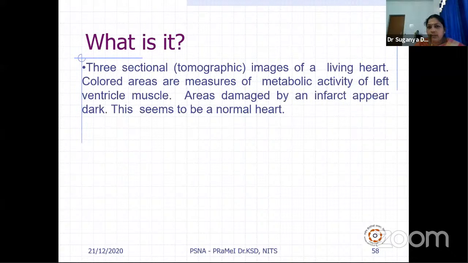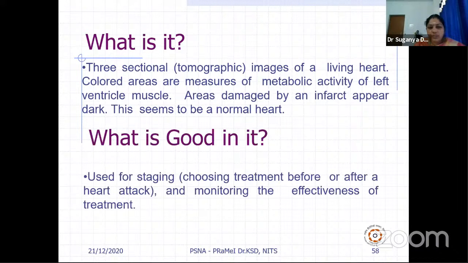Three sectional, one is the tomographic images of the living heart. Colored areas are measures of metabolic activity of the left ventricle muscle. Areas damaged by the infarct appear dark. This seems to be a normal heart. And what is good in it is it is used for staging, that is, to choose treatment before or after a heart attack, and monitoring the effectiveness of the treatment.